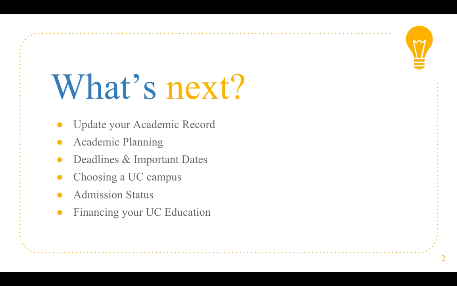So what's next? What do you actually need to do after you've submitted your UC application? Here's a quick breakdown. First of all, you're going to update your academic record in the UC application. We're going to go over some basic academic planning tips, like the eligibility requirements for the UCs. We'll review some important dates and deadlines. We'll discuss how to actually choose a UC campus, a quick review of admission status, and also some information on financing your UC education.